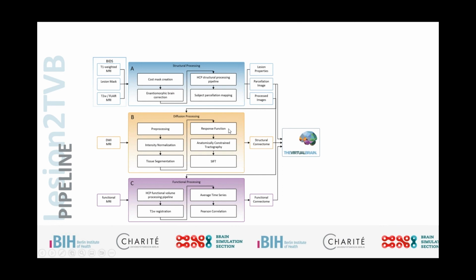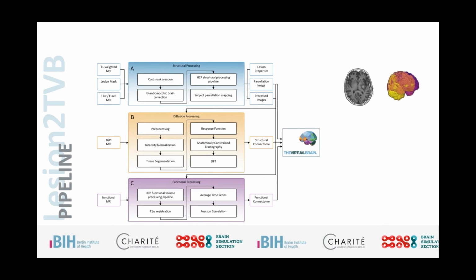Now in diffusion space, we're computing the response function of the FODs that we want to have to then perform anatomically constrained tractography, those tracked images that we have, and then use SIFT in combination with the parcellation image to pretty much just count all the tracks from one region to another region, so that we can end up with our structural connectome. And we have a similar approach for the functional processing, where we are able to use the Human Connectome Project functional volume processing pipeline. And then we just add an additional T1 registration and then compute our functional connectome by extracting the average time series for each of those regions, correlating them, and getting our functional connectome.